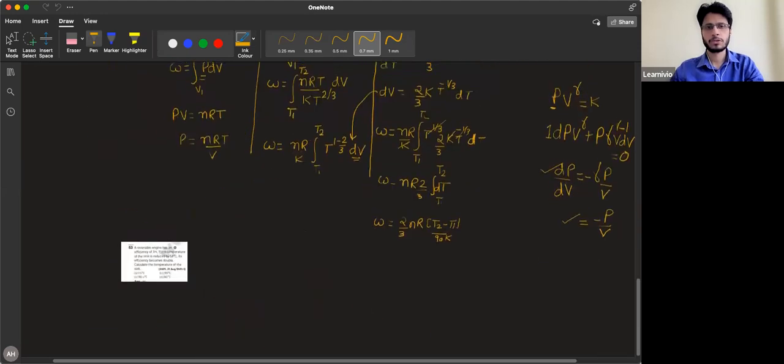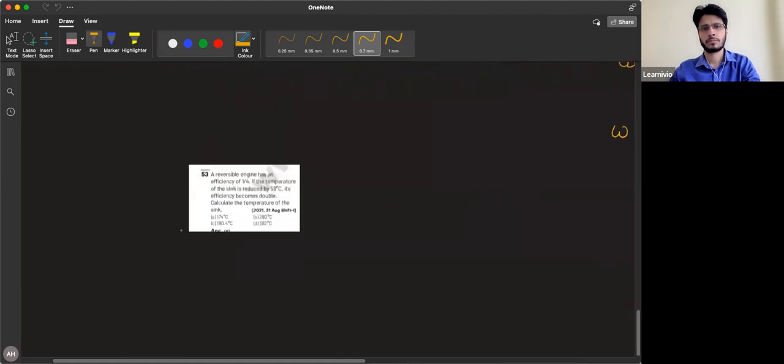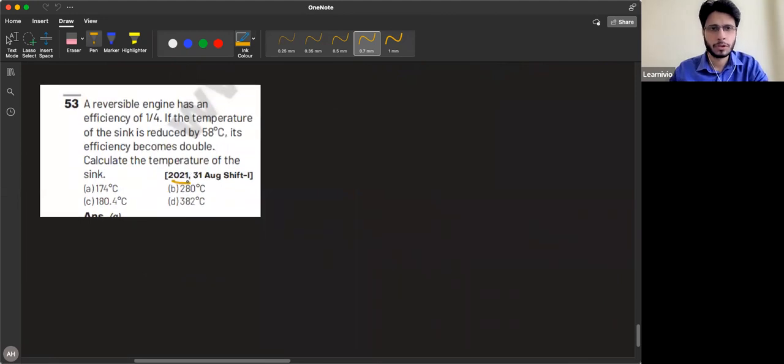So let's do this question. This is from JEE Main 2021. A reversible engine has an efficiency of 1/4. Remember one thing: in your syllabus, there is only one type of engine, that's Carnot. So whenever it says engine, we're talking about Carnot. Efficiency is 1/4 if the temperature of the sink is reduced by 58 degrees Celsius. So the formula for efficiency is 1 minus T2 by T1.